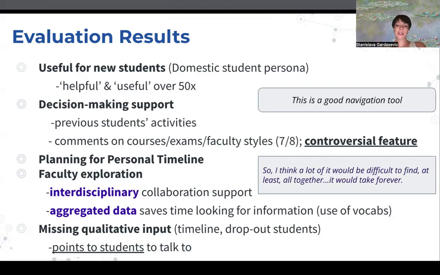It was helpful for faculty exploration to support interdisciplinary collaboration, to find people from different disciplines, from different departments that work on the same thing, hopefully what you do. And then all of this data that was aggregated saved a lot of time looking for information, especially when using vocabularies that were predefined. And one of them said a lot of this would be difficult to find, at least altogether it would take forever. So you would have to go paper by paper and so on.